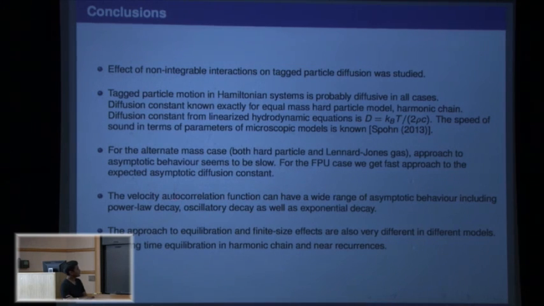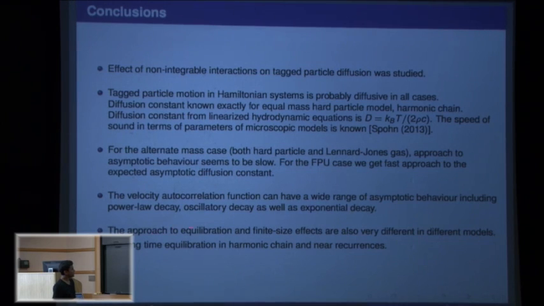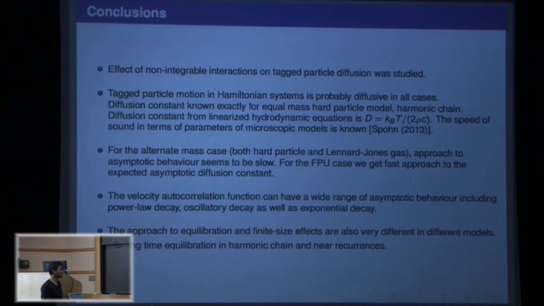And then what I said is that the velocity autocorrelation function can have a wide range of asymptotic behavior. There are power-law decay, oscillatory decay and exponential decay depending on the model, and the approach to equilibration and finite size effects are also very different in the different models. And for the harmonic chain, this is a very funny thing: you don't see equilibration, and there are near recurrences. Okay, so thanks.